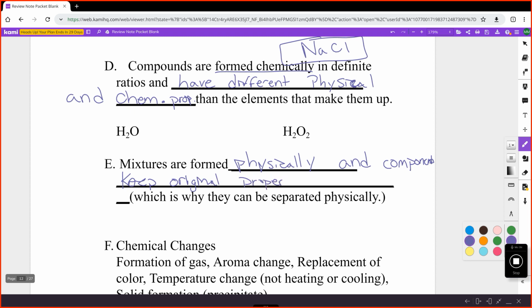properties. Okay, so when you mix things physically, you can separate them physically. They keep the original properties. Before, we were explaining how ethanol and water have different boiling points. Well, when you just mix them and they don't actually create a new substance, what we end up with is two different boiling points within the same liquid, and we can use those boiling points to separate them.